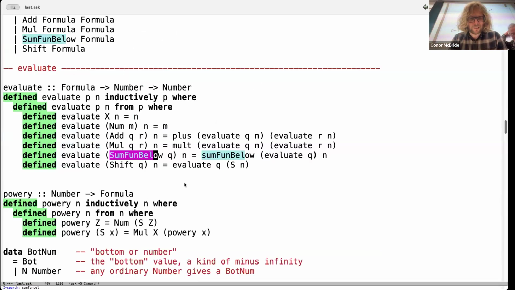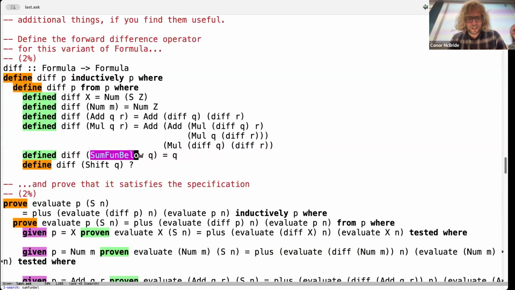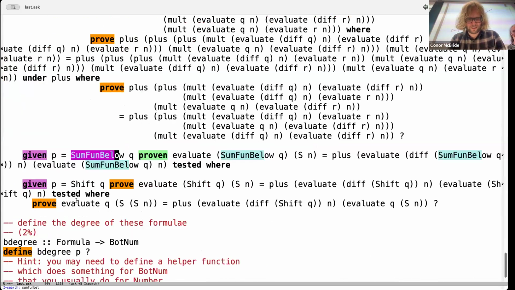Let's see. So we only have one case left, right? The shift of Q. And I've tested it to make the left-hand side compute. And the right-hand side is still stuck because I don't know what this is yet. That's what we're trying to define, right?